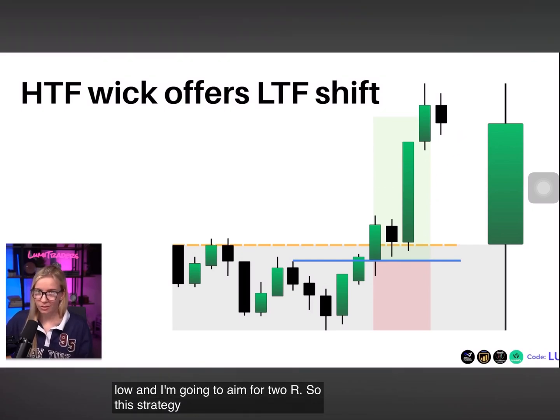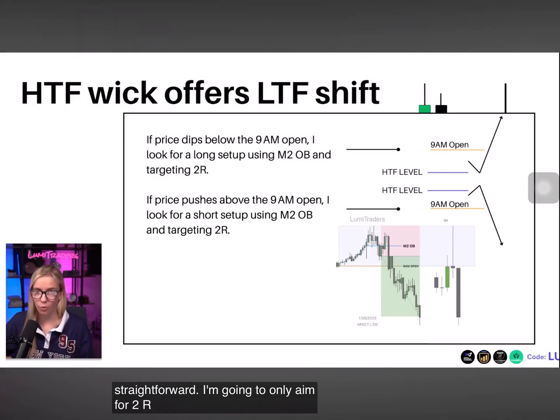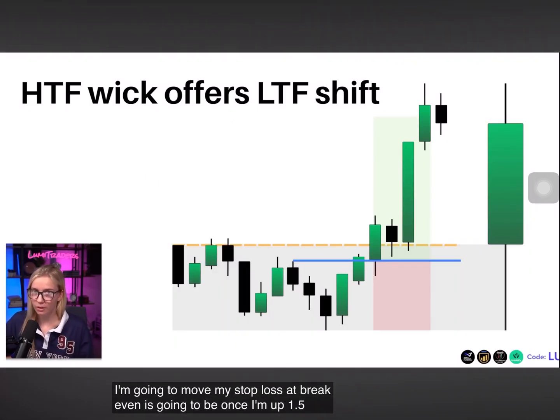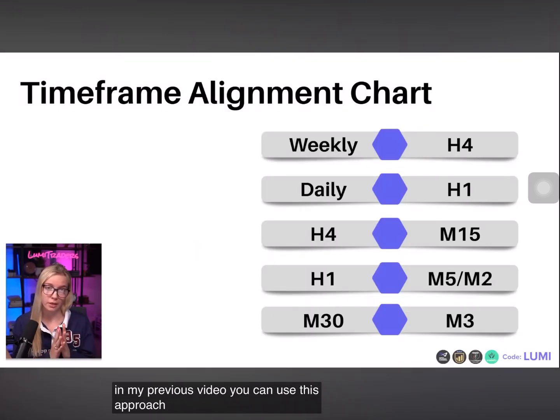So this strategy is pretty much straightforward. I'm going to only aim for 2R always. And the point where I'm going to move my stop loss to break-even is once I'm up 1.5R, it's the break-even spot. But as I mentioned in my previous video, you can use this approach in any time frame.